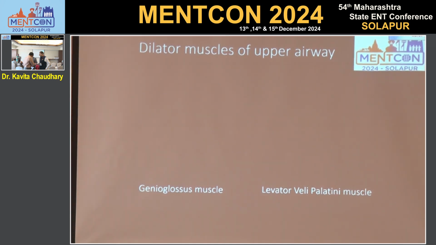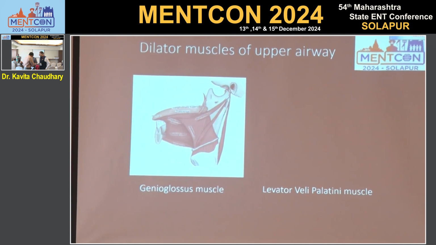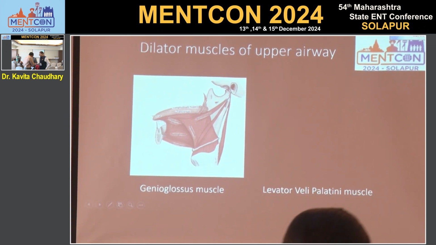So how are we going to deal with it? We have to focus on the dilator muscles of the airway. And which are the dilator muscles? The first one is the genioglossus, the major dilator muscle. If we achieve good tone of this muscle, if we tone up these muscles nicely, it will be responsive, it will be effective, and there won't be any kind of muscle fatigue later on.